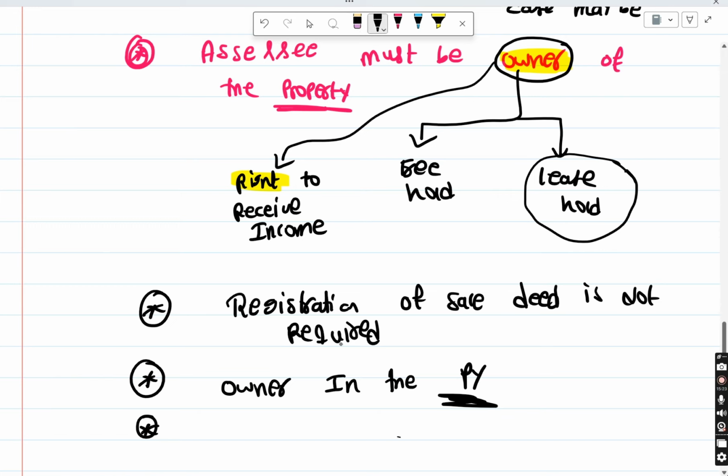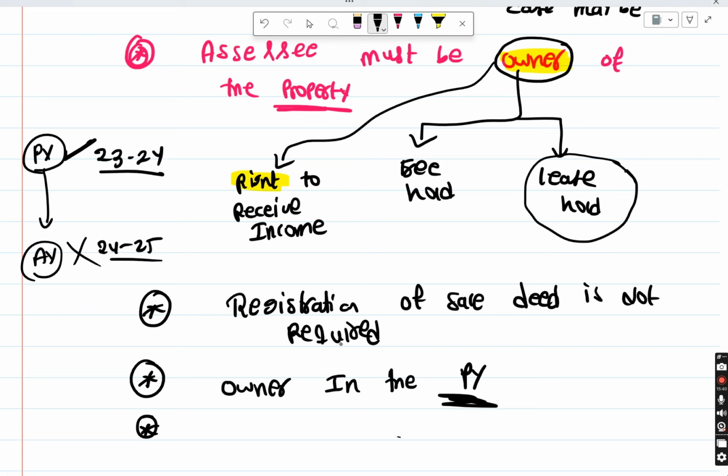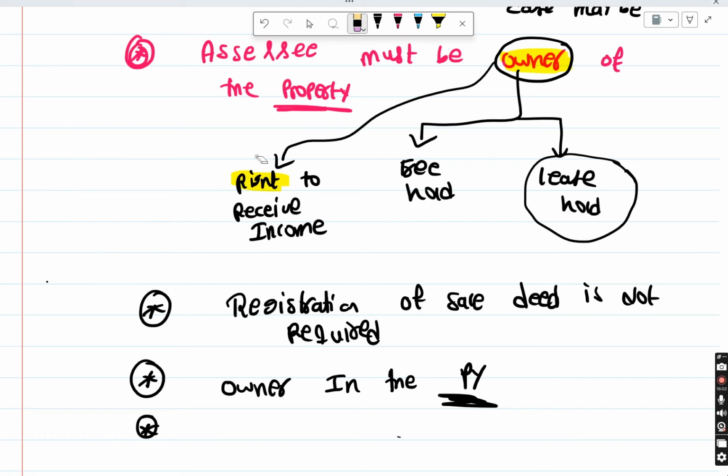You should be the owner in the previous year, right? We know that previous year income is taxed in the assessment year. So it doesn't matter whether you are the owner in the assessment year or not. Let's say 23-24 is the previous year and 24-25 is the assessment year. If in this year you already sold the building, fine, no problem. Last year you were the owner, and because of that you pay that previous year's tax. Unnecessarily we have given a little more time to this concept; it is not a big deal.